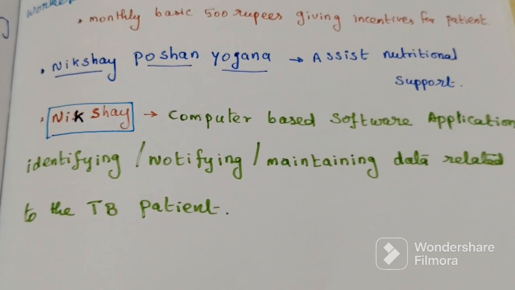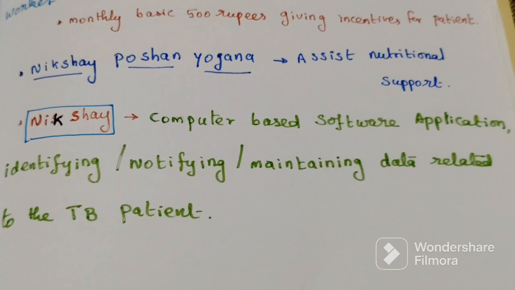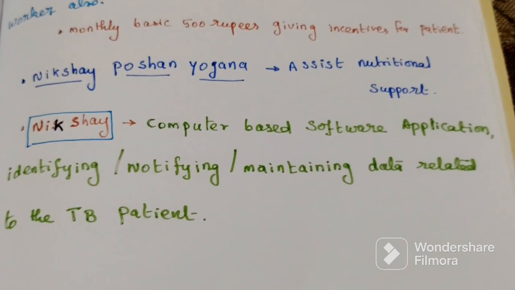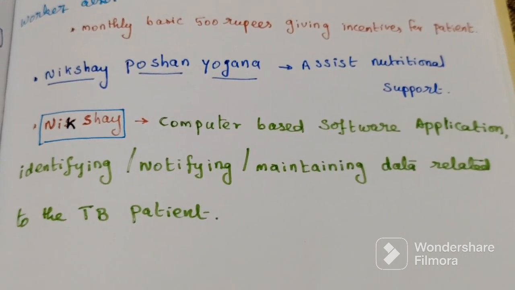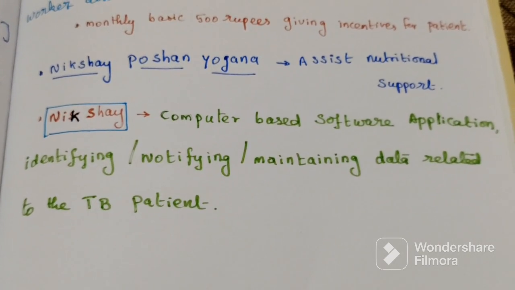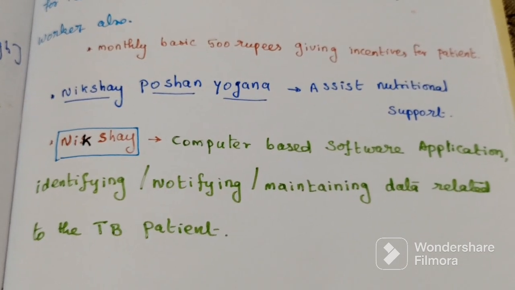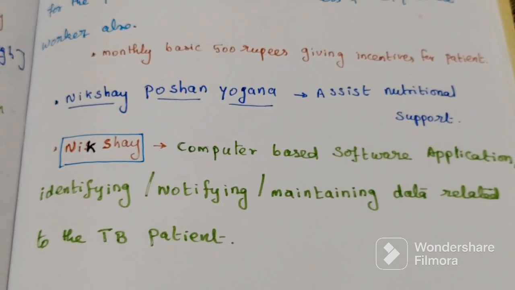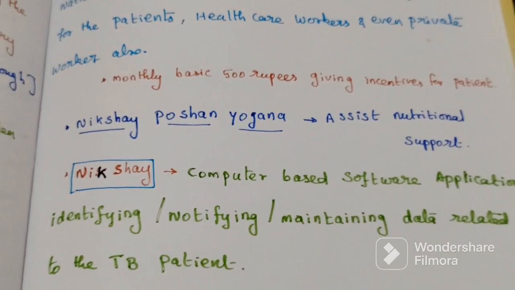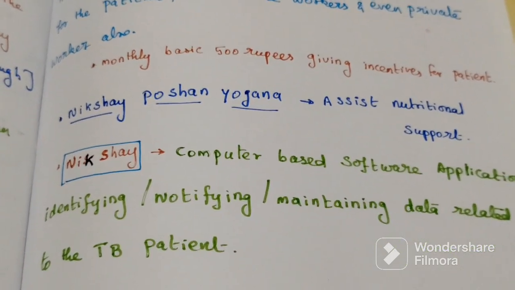Another ICT tool is Nikshay. Nikshay is a computer-based software application. It is software for identifying, notifying and monitoring data related to tuberculosis patients. The Indian government has started a separate software application called Nikshay. This is all about RNTCP. The main aim of this program is to eliminate or eradicate tuberculosis from India by the year 2025. These are the strategies to be implemented. They started in the year 2017.